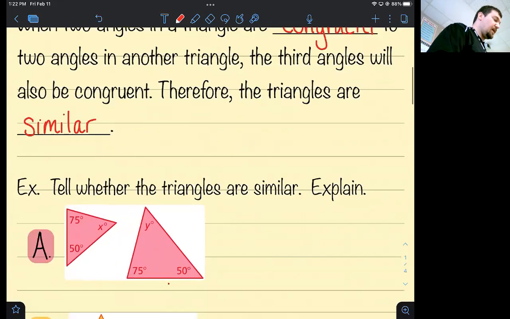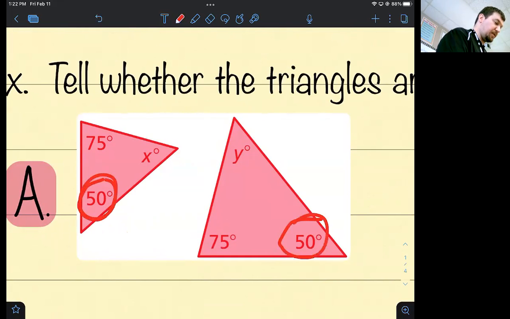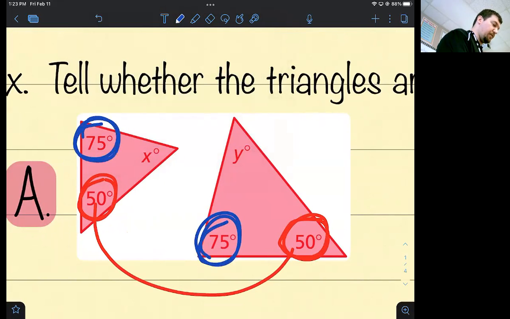So now, for example A, do you see two corresponding angles that are congruent? Yeah, we see the 50-degree angle here matches with the 50-degree angle there. So those are going to be corresponding. And then we see the 75-degree angle here matches with the 75-degree angle there.